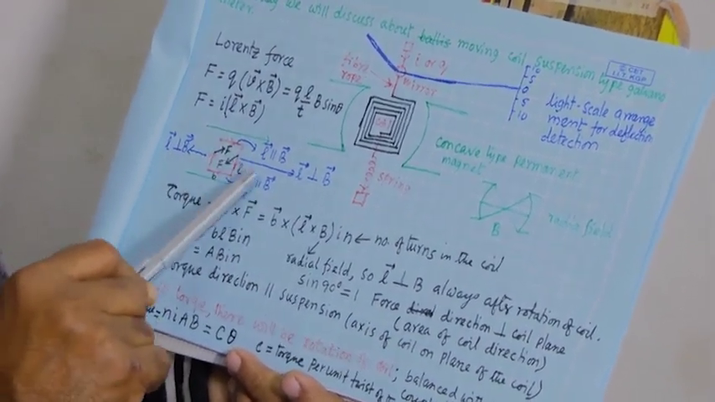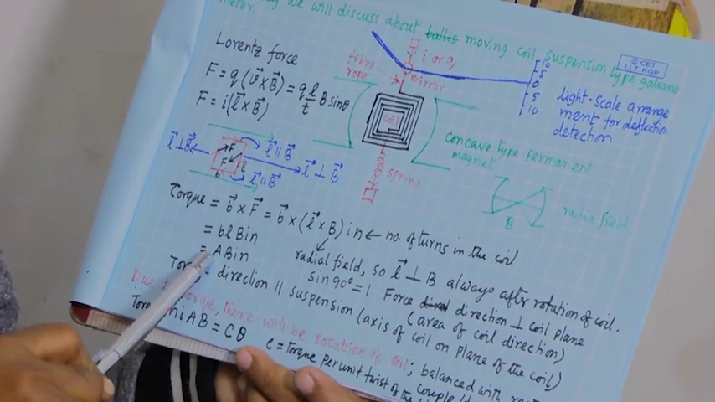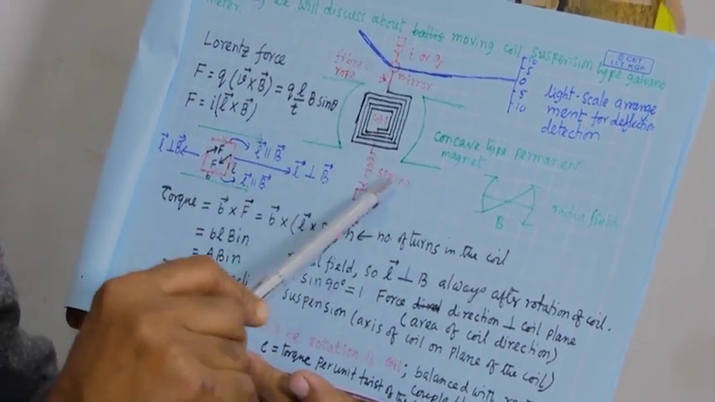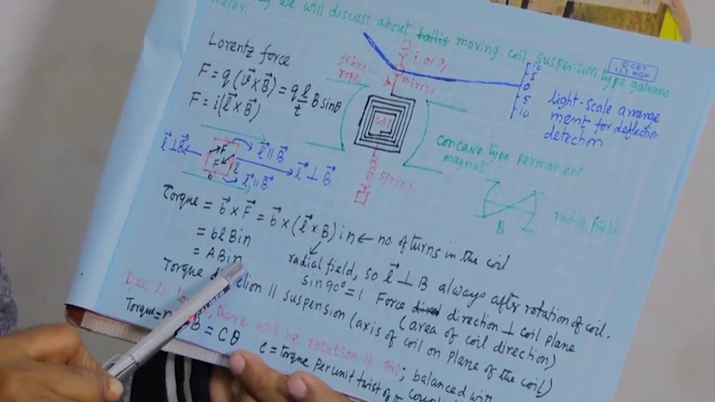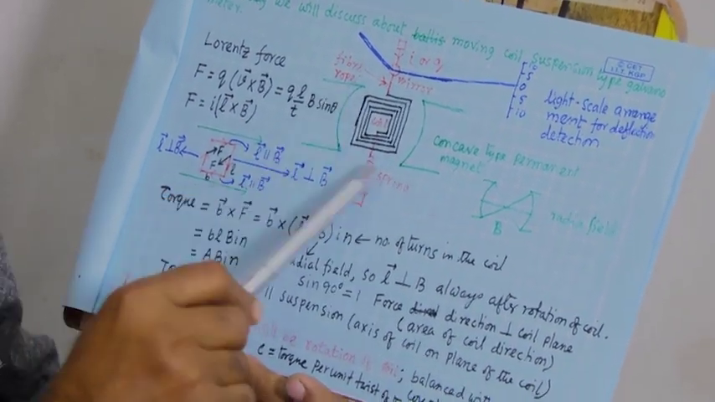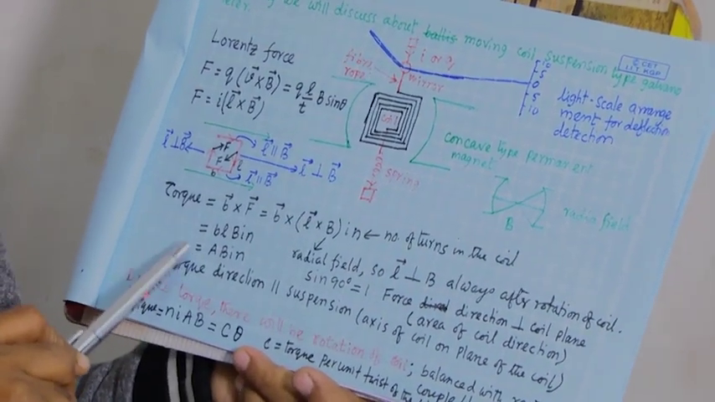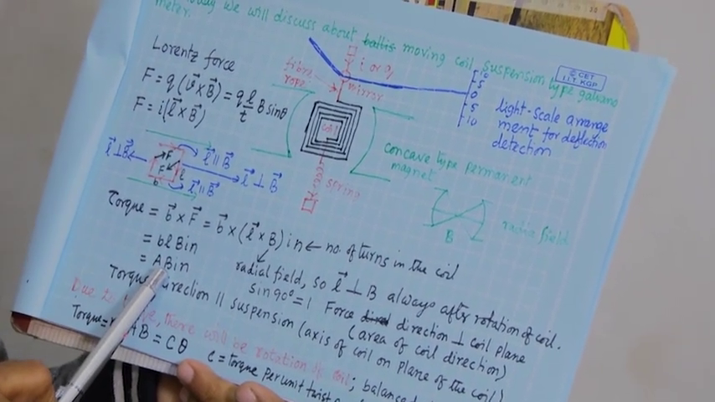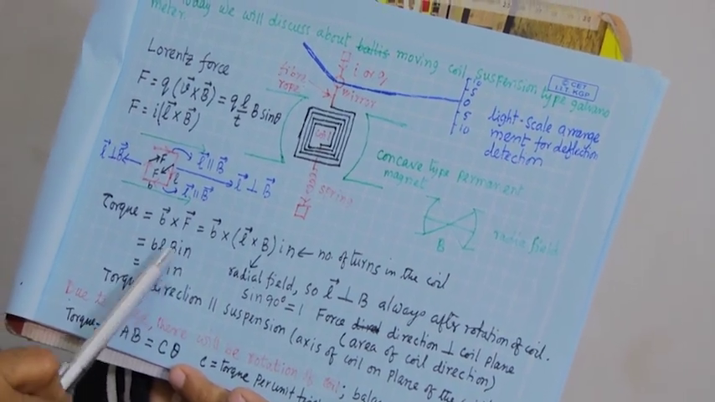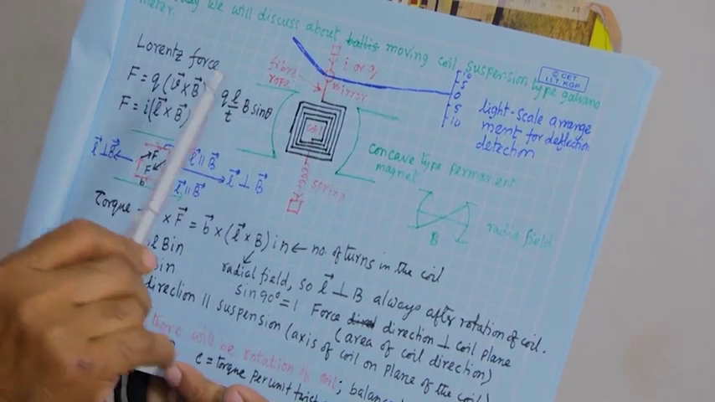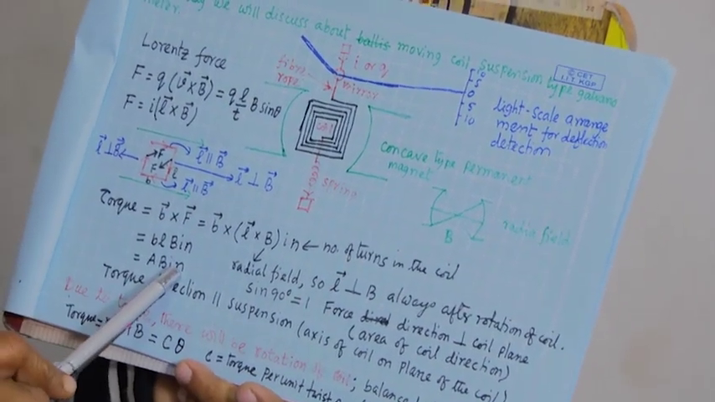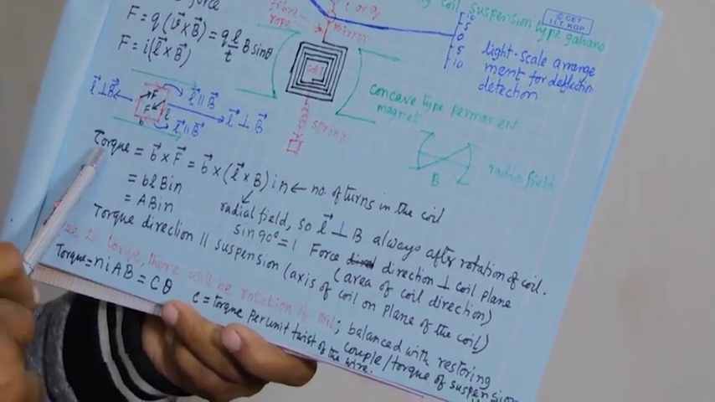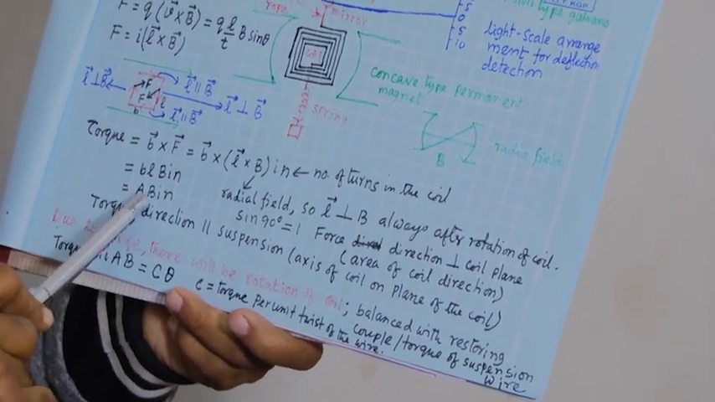BL is nothing but the area of the coil. So I have written A, where A is the area of the coil, B is the permanent magnetic field, I is the current flowing through this coil, and N is the number of turns. So the torque acting on this coil will depend on the area of the coil, the radial magnetic field B, the current I, and the number of turns. So for a particular galvanometer, N is fixed, B is fixed, and the area of the coil is also fixed. So here the torque you can vary just by varying the current I, right?